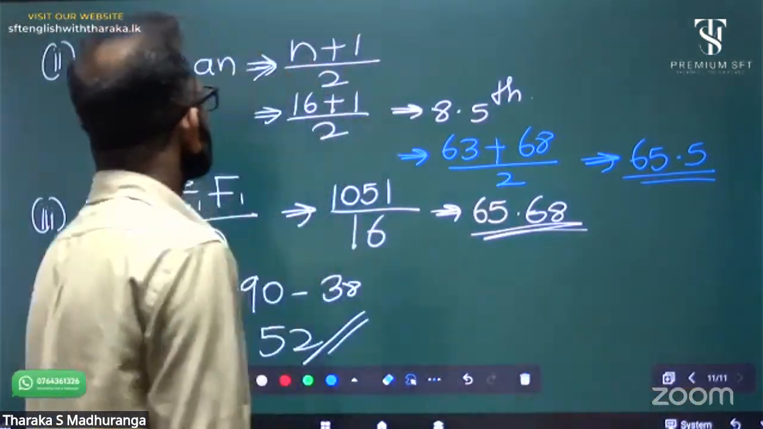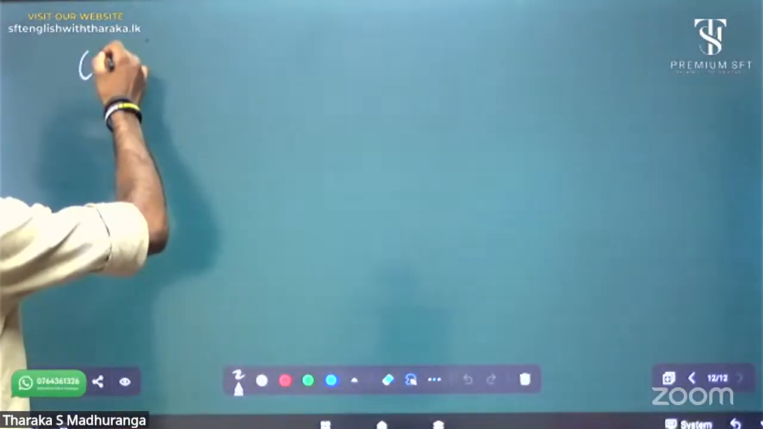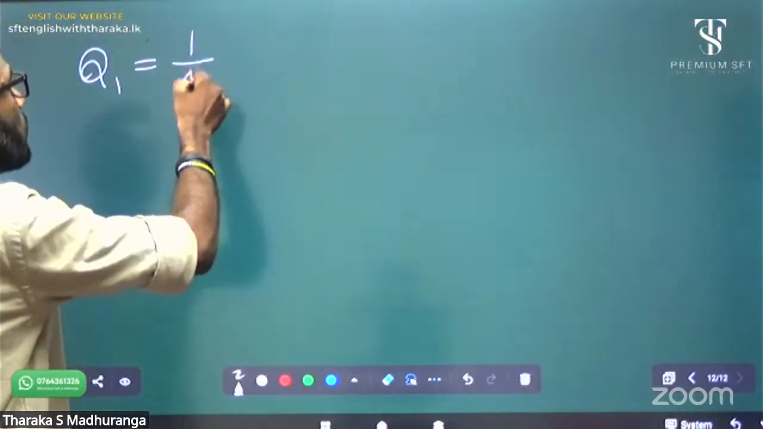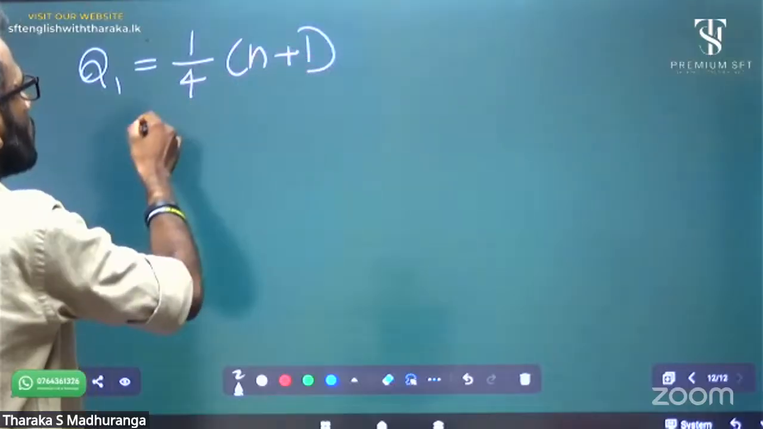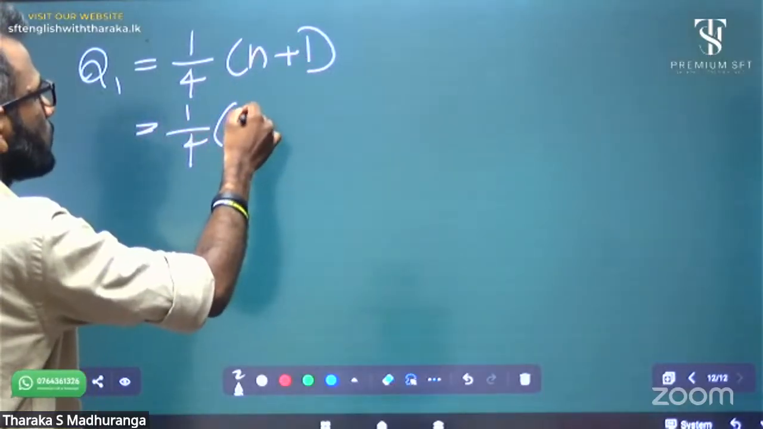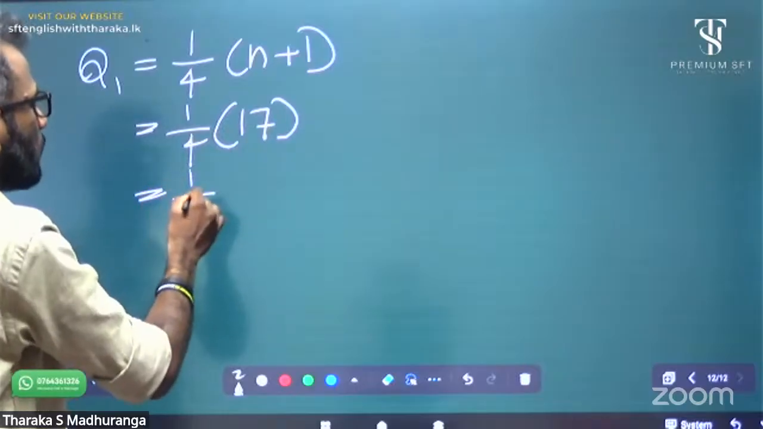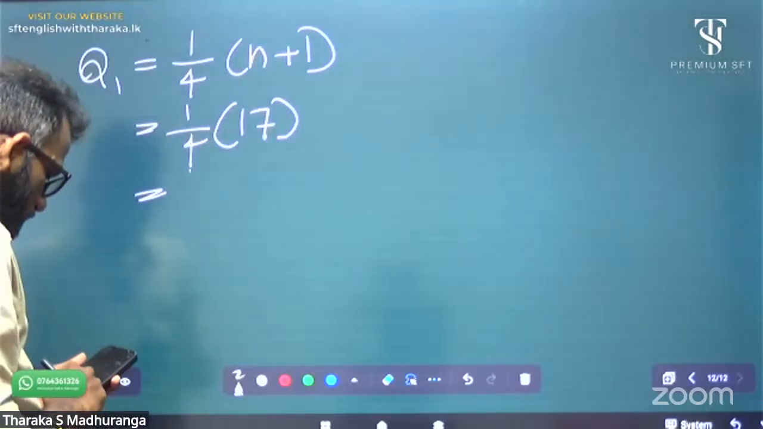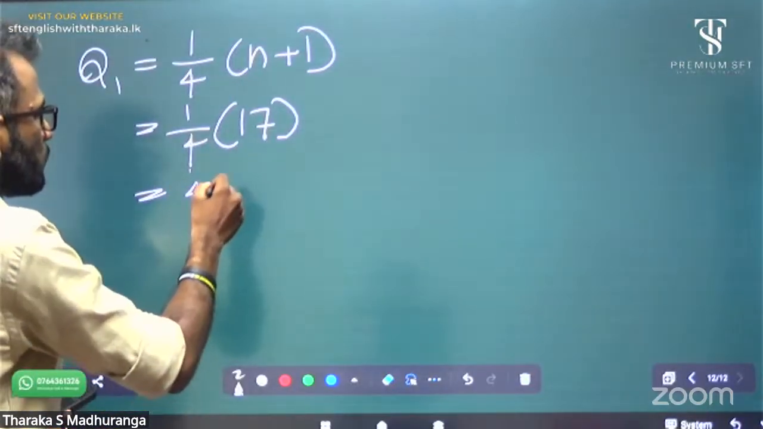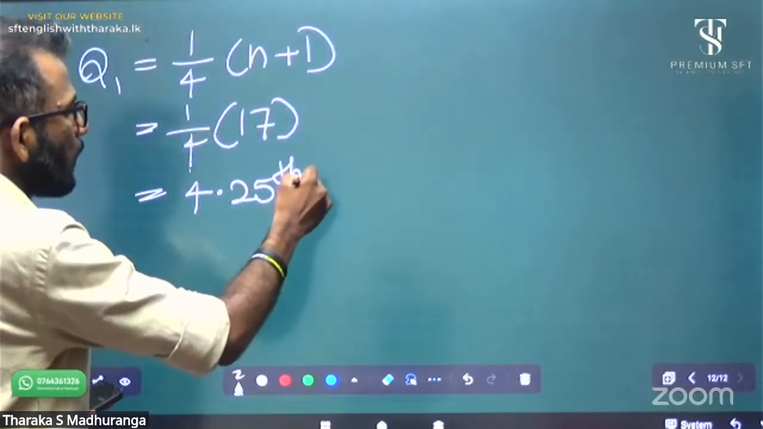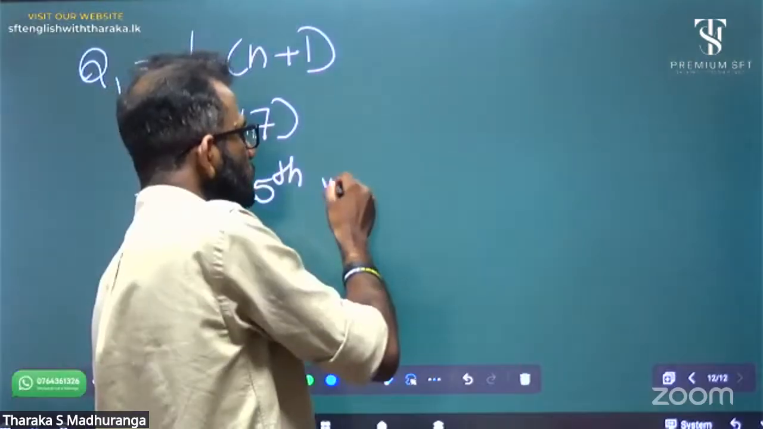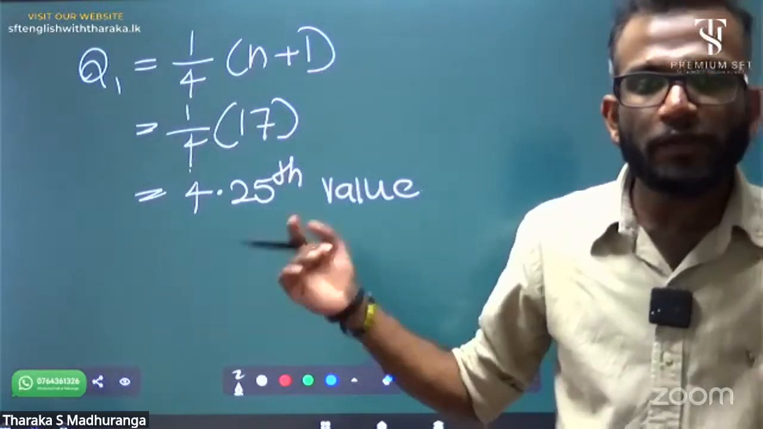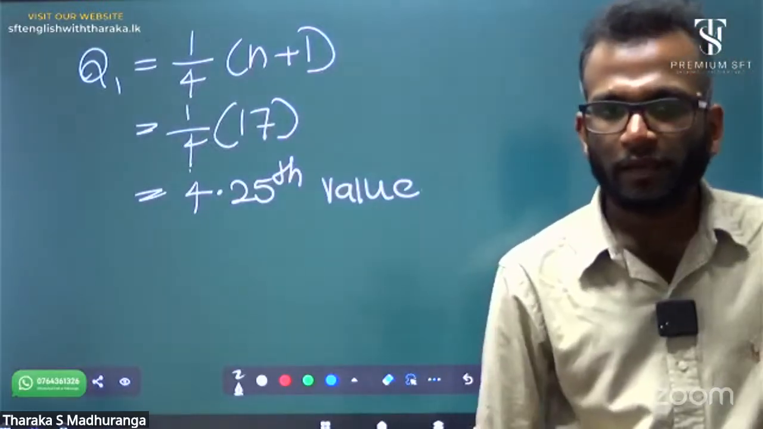Interquartile range. How to calculate Q1? Quartile is a problem, I think. Q1 is 1 over 4 of n plus 1, and n plus 1 means 17, so 17 over 4. Now the problem: 4.25th value is the answer. What to do? How to find the 4.25th value? That's the issue.